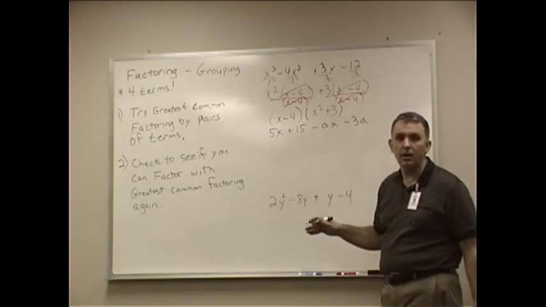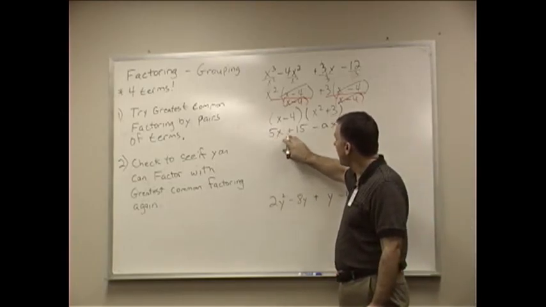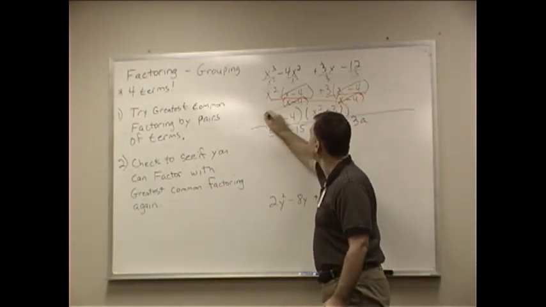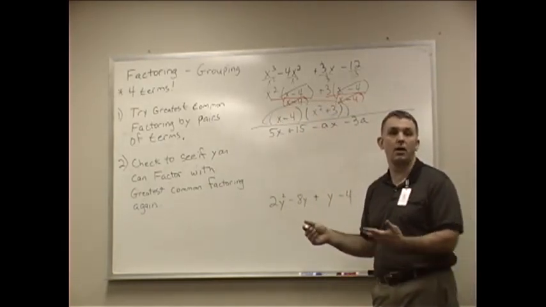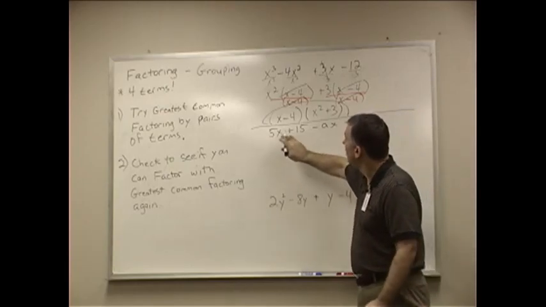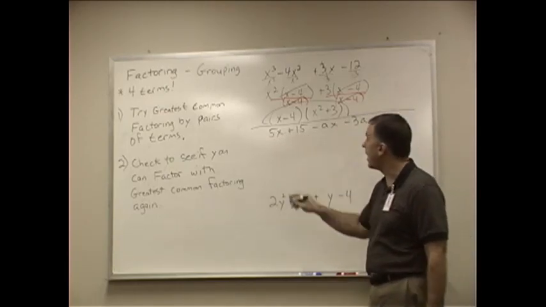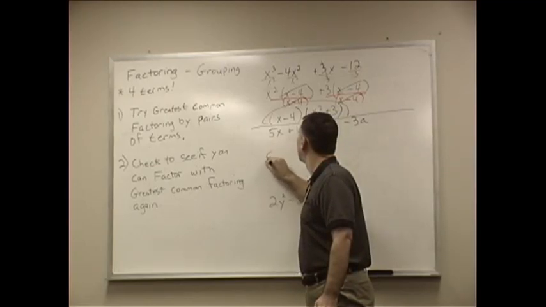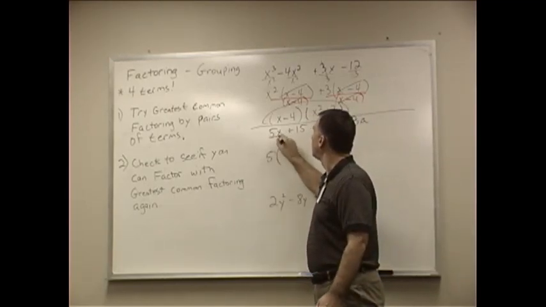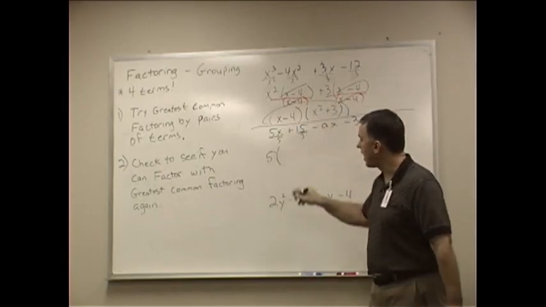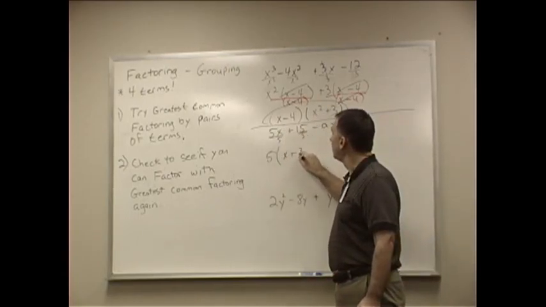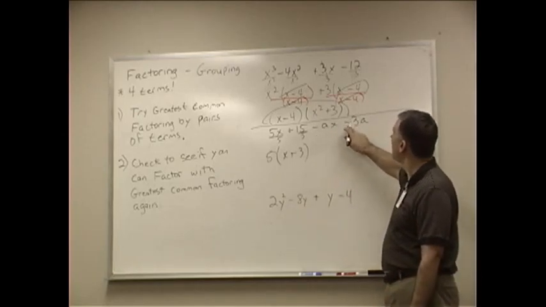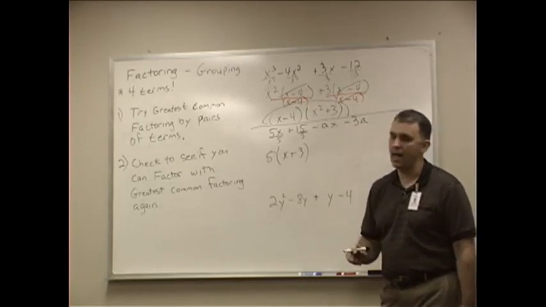Well, I'm going to do it by pairs now. So I got 5x and 15. I'm going to put a line here, because this here was the correct answer for the one above. Sorry, I'm working so close together. So 5x and 15, I can divide a 5 out of both of those. So when I divide by 5, that leaves me x plus 3. And on negative a and negative 3a.